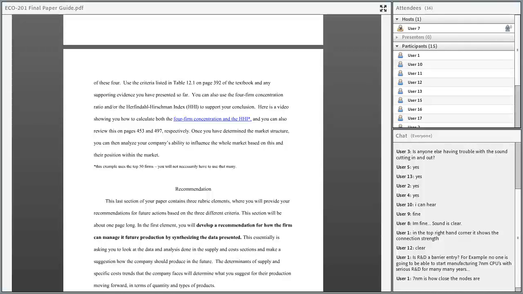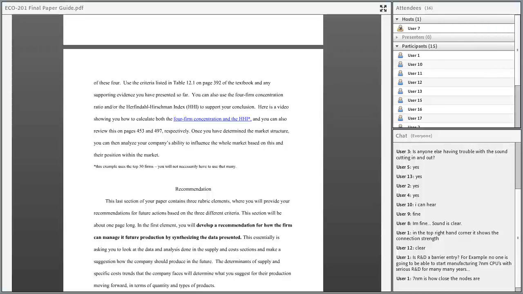The first recommendation is how the firm can manage its future production. So you're going to look at the data that you researched in milestone 2 regarding the demand and the supply trends, and you're going to be able to provide a recommendation on how it should manage future production based on the demand and supply trends you researched.